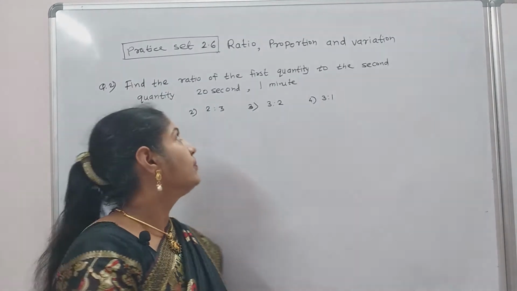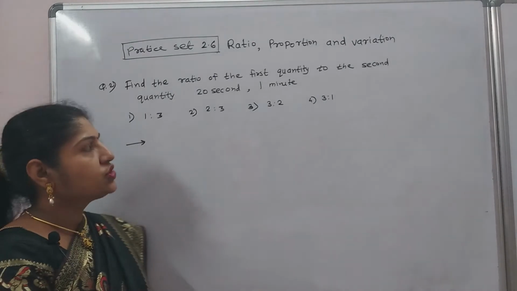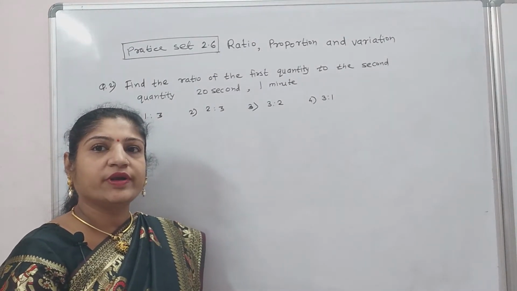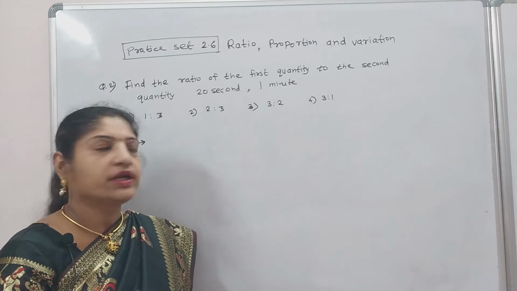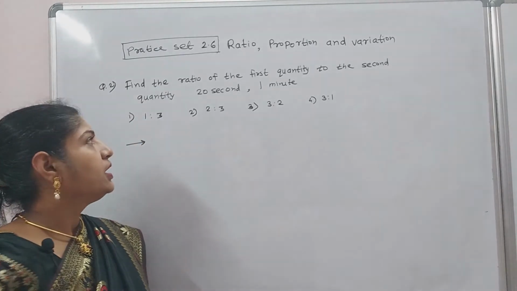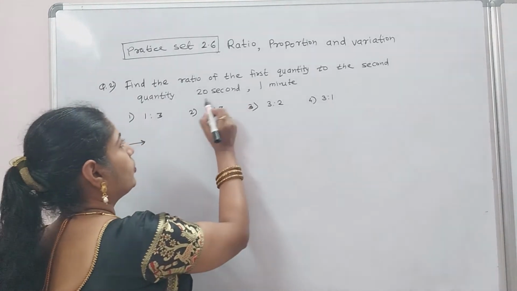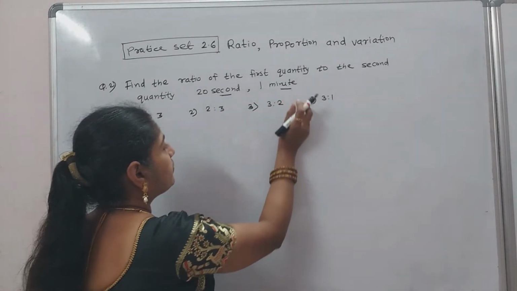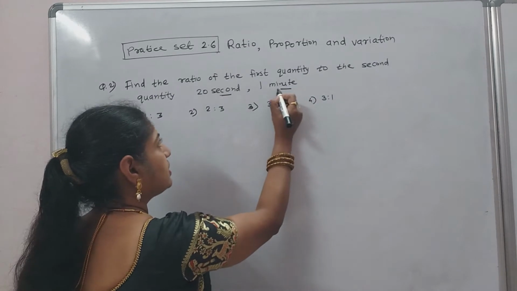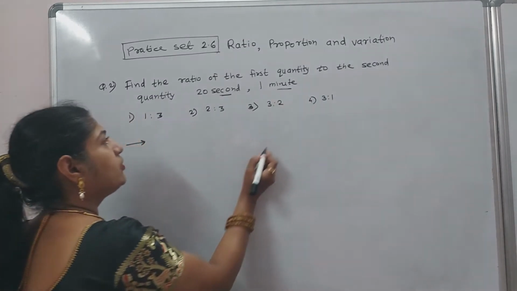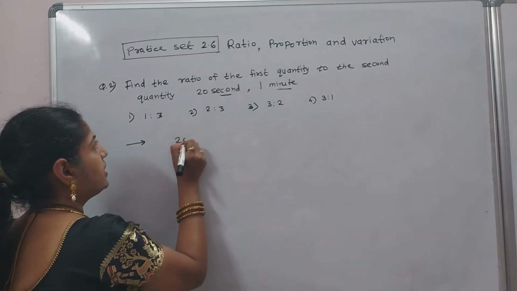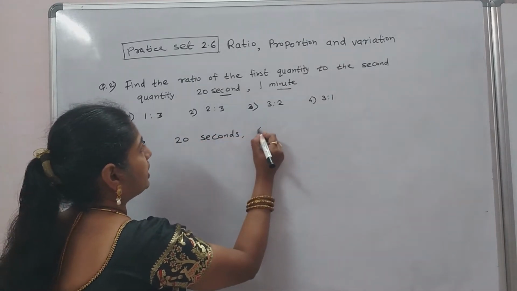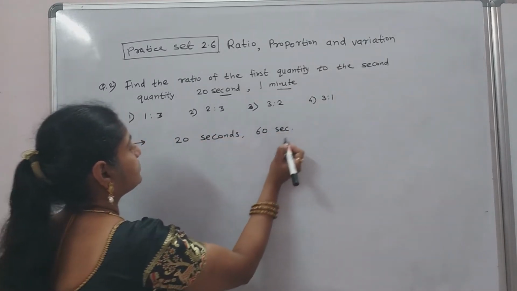Now next example. Find the ratio of first quantity to the second quantity. First quantity is 20 seconds and second quantity is 1 minute. Now both are in different units, second and minute. First of all, change this unit. 1 minute equal to 60 seconds, 20 seconds and 1 minute equal to 60 seconds.